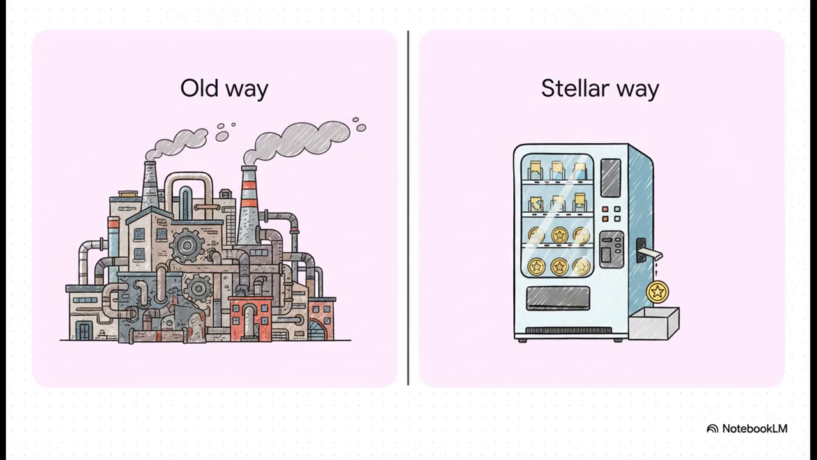So check this out. This really paints the picture, right? The old way, the Ethereum way, means you have to build this whole complex smart contract from scratch. It's kind of like building an entire car factory just to get one car. It's slow, it's expensive, and the audits take forever. But Stellar? It's like a vending machine. Creating tokens is just built in. It's a feature, not a project. That's why it's so fast and the fees are practically zero.